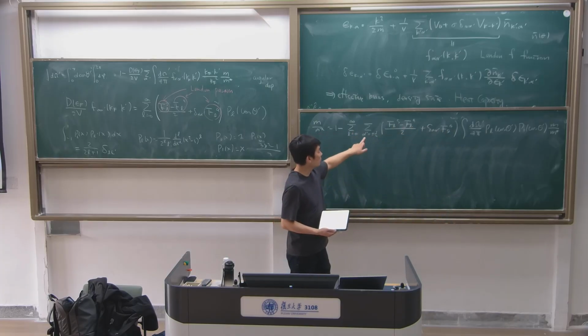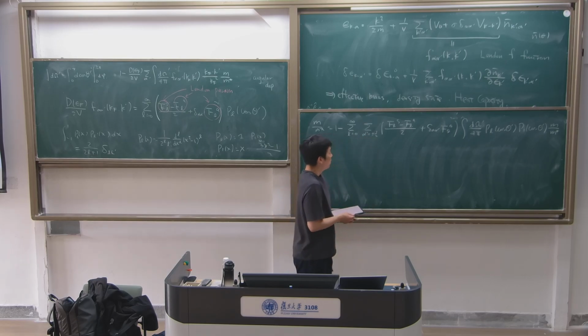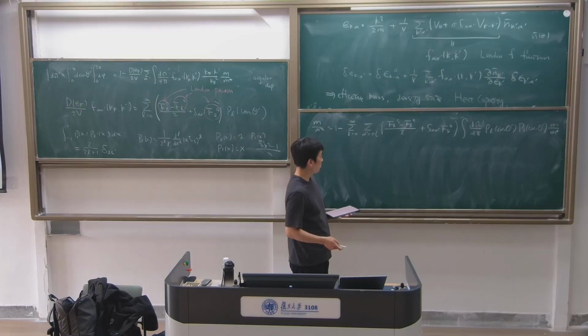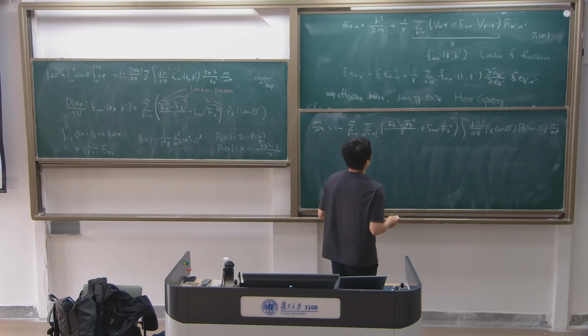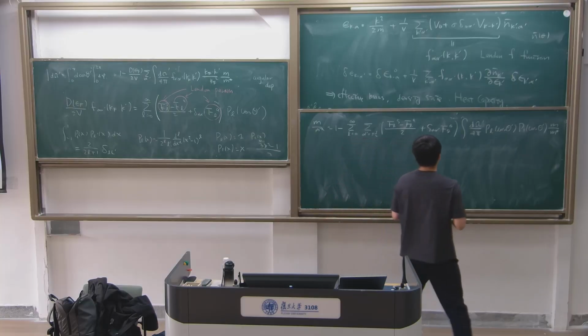Okay? And then what's left is the sum over alpha prime. So if alpha prime is the same as alpha, let me think.